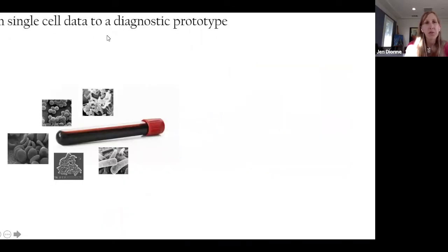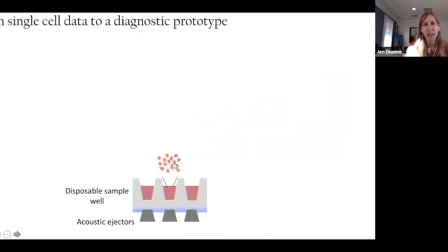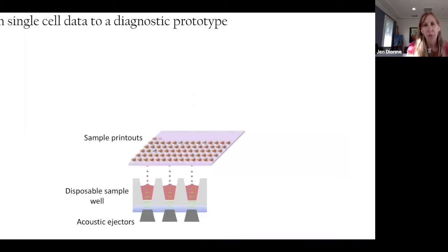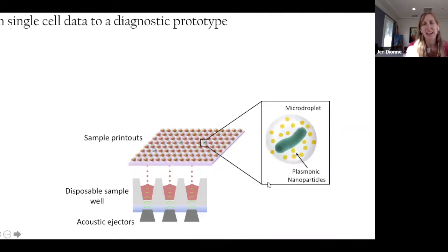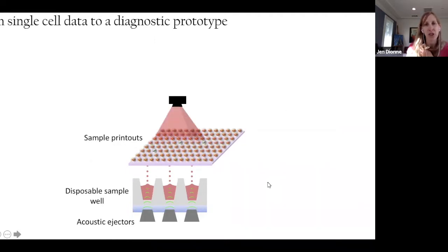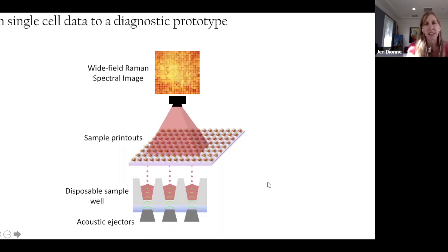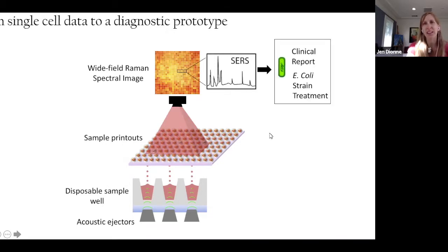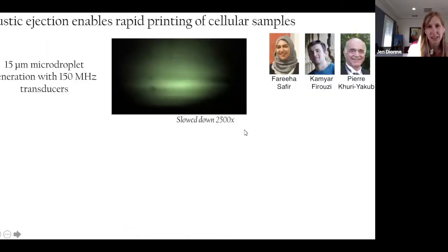So how do we move from single cell data to a diagnostic prototype? The idea is to take a patient sample and then print it into these single cellular droplets, and then design a wide field imaging camera, basically a wide field hyperspectral Raman scanner, where each pixel gives us a SERS spectra. And then we have a clinical report that tells us if a bacteria was present, and if so, which species and strain it is.